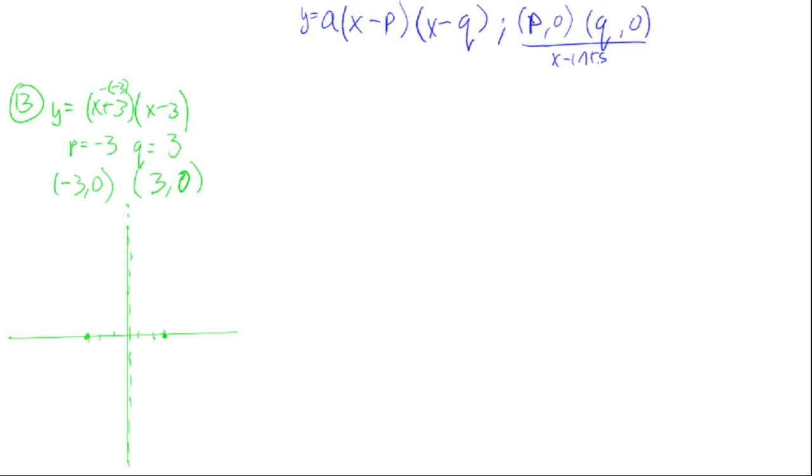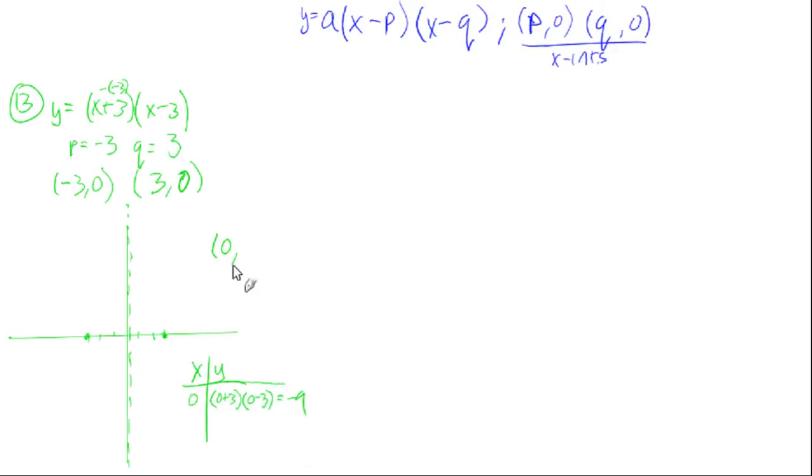So the vertex is going to be at 0, something. The x value is going to be 0. How do we figure out what that's going to be? Well, we're just going to put 0 in for x and see what we get out for y. Maybe we could just create a table of values here. We take 0, add 3, then take 0 and subtract 3, and multiply those 2 things together. So you get 3 times negative 3, and we have negative 9.